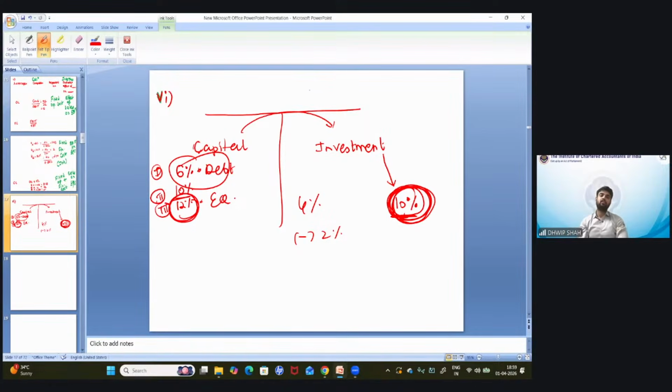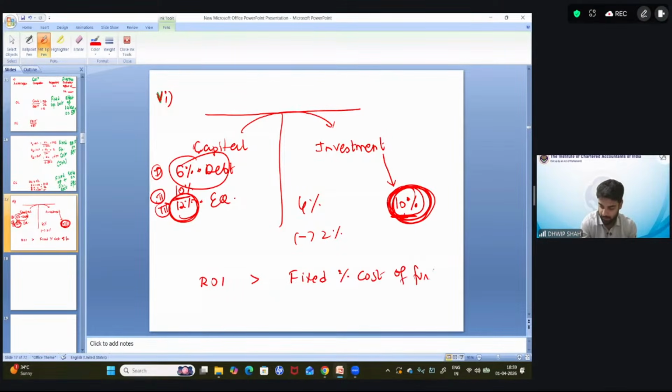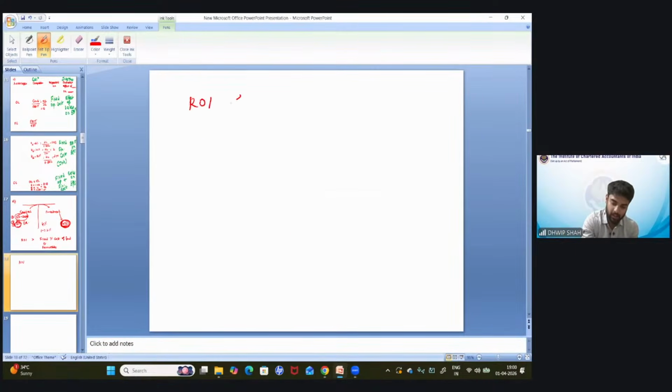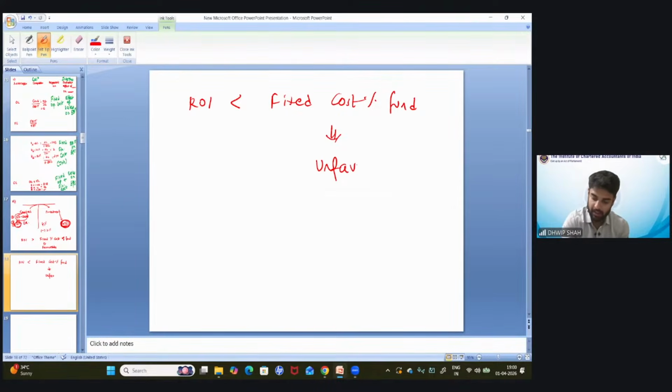So did you understand double-edged sword leverage? So if ROI is greater than fixed percentage cost of fund, then your financial leverage is favorable. Are you following? Then it is favorable. But when ROI is less than fixed cost percentage of fund, then financial leverage becomes unfavorable to the ultimate owners.